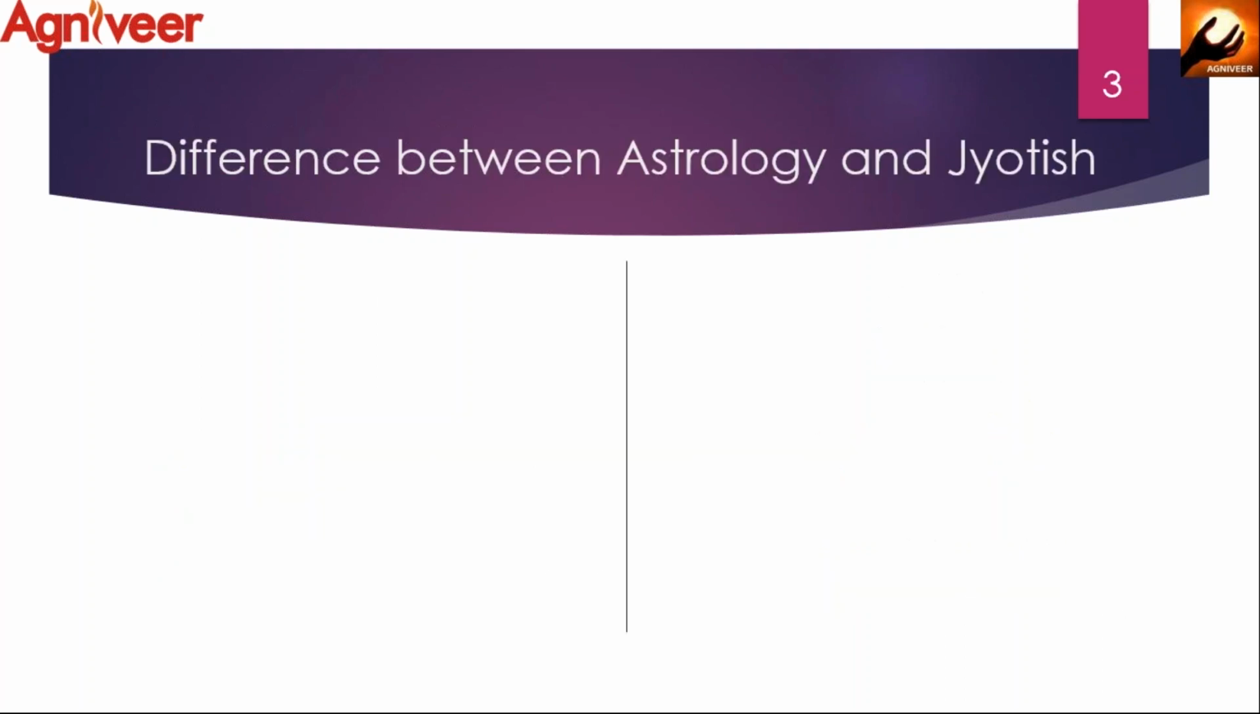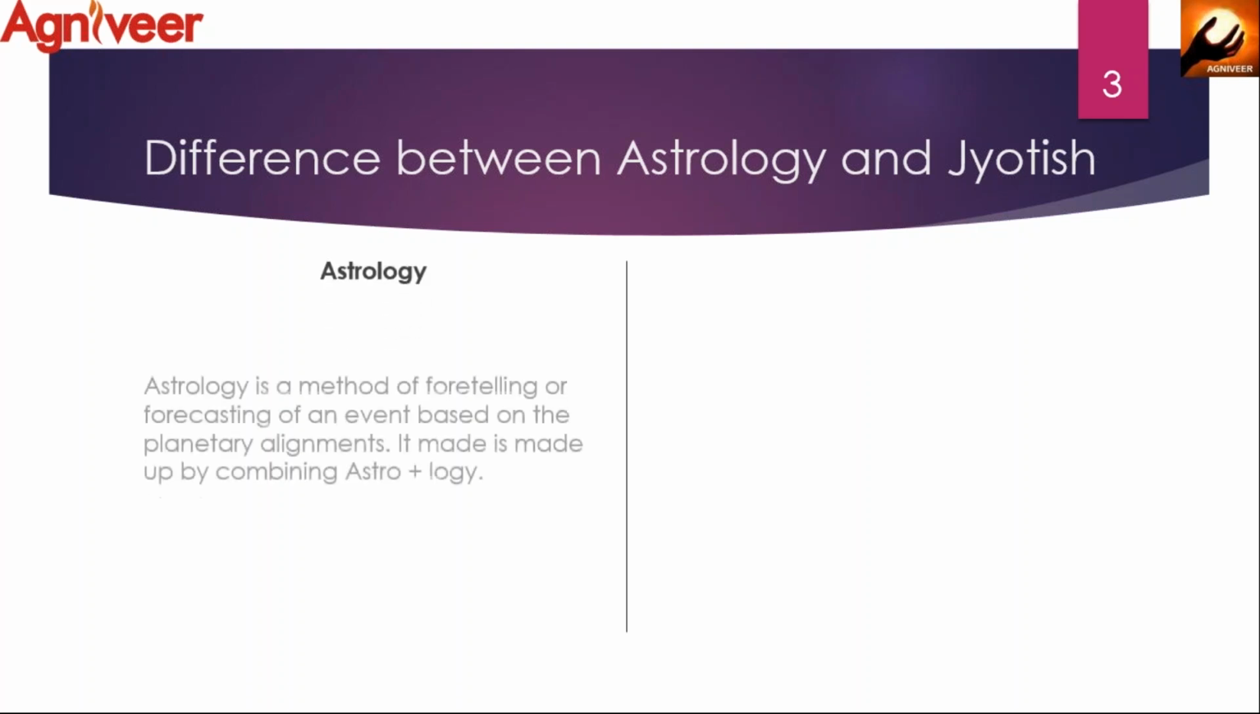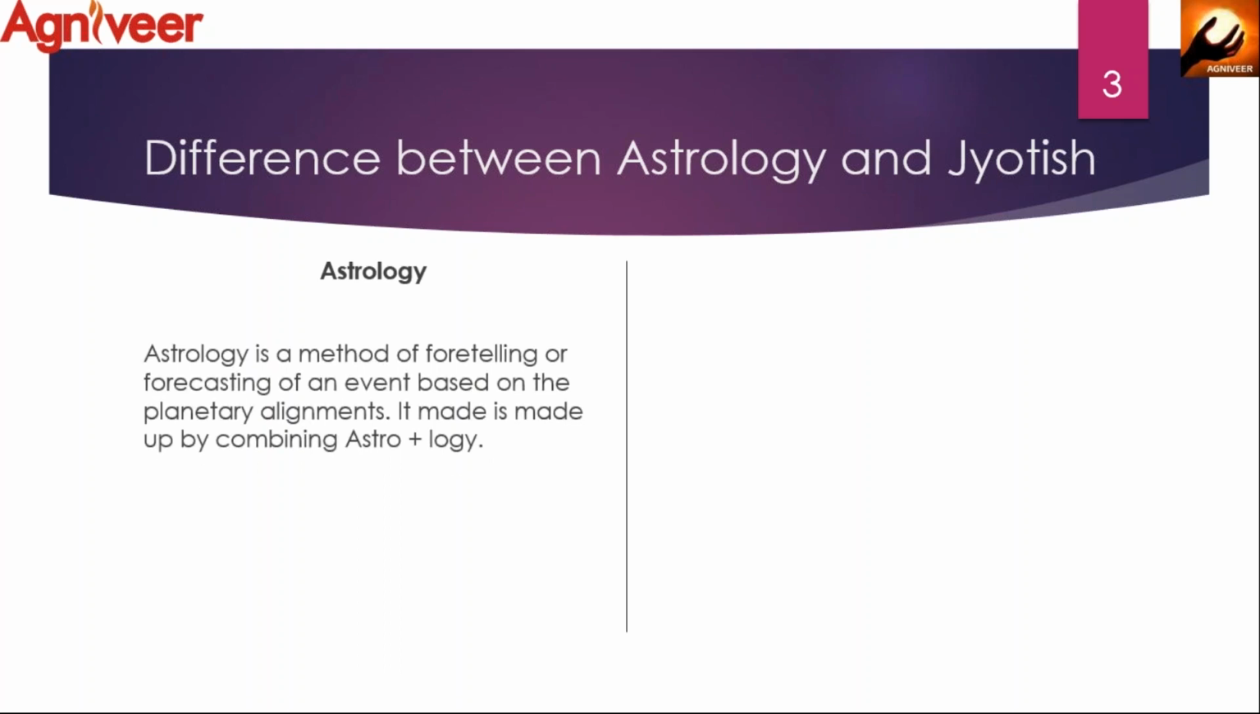Some differences between astrology and Jyotish. Astrology comes from two words, astro and logy. It is meant for making a forecast or a prediction. That is the only purpose: making a prediction based on the astronomical alignment in the sky. That is the main purpose of astrology.